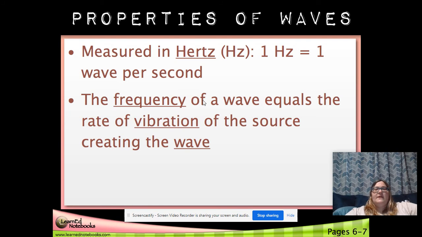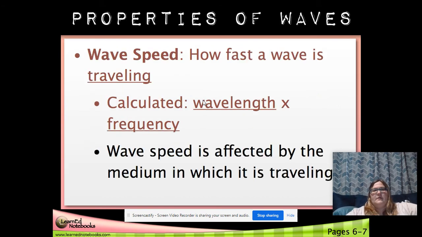The frequency of a wave equals the rate of vibration of the source. So whatever is creating it. If I'm creating a wave right now, and this is how slow I'm moving, and I do it 3 times in a second, then my frequency is going to be 3 waves per second, or 3 hertz.